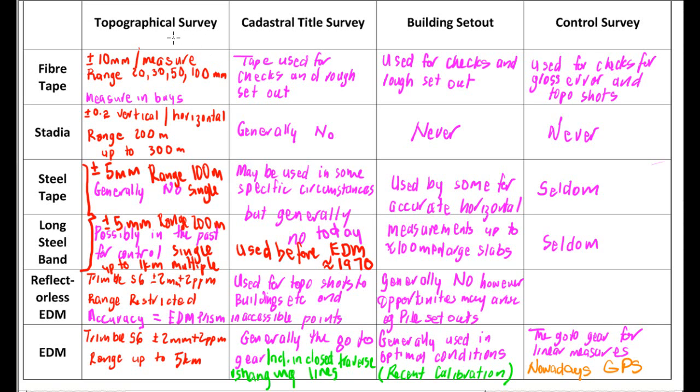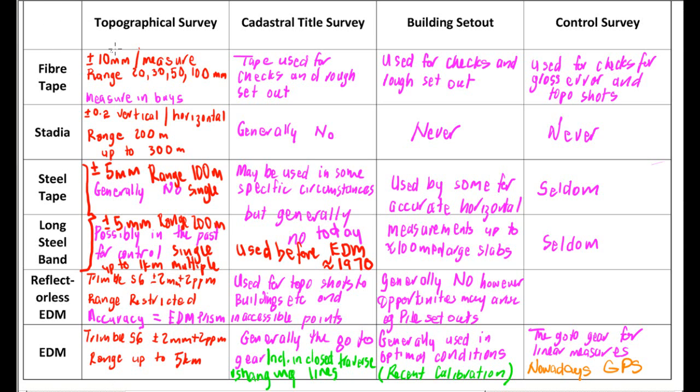All right, well, now we've got a bit of a handle on what we're talking about here with linear measurement and accuracies and EDM and what have you. What I wanted to do is I put up this little table here, which first of all, from top to bottom, shows the linear measurement distance measurement tools that most surveyors have available to them, although this is not an exclusive list, in order of increasing accuracy as we go from top to bottom.